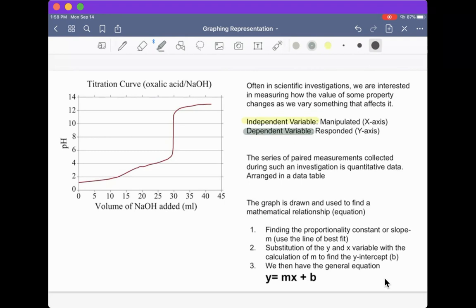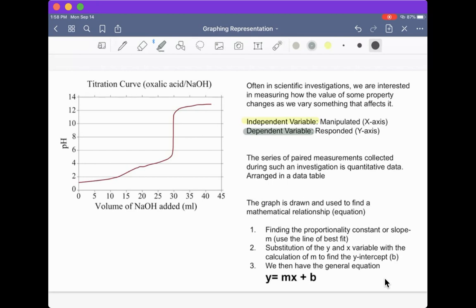Say we're manipulating temperature. Okay, so we're taking the reaction and we're putting it in cold temperatures and changing it into hot temperatures. So what's going to happen is how fast that reaction occurs as we're placing these reactions in the different temperatures. So what we are physically manipulating in the lab is temperature. We are measuring the rate of the reaction.